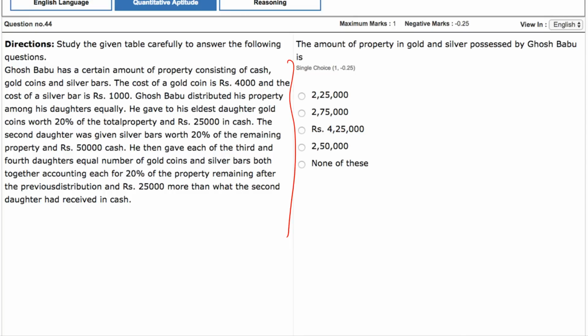Ghosh Babu has a certain amount of property consisting of cash, gold coins and silver. So what he has is cash, gold coins and silver. He has some property. The cost of a gold coin is given as 4,000, silver is 1,000. Alright.